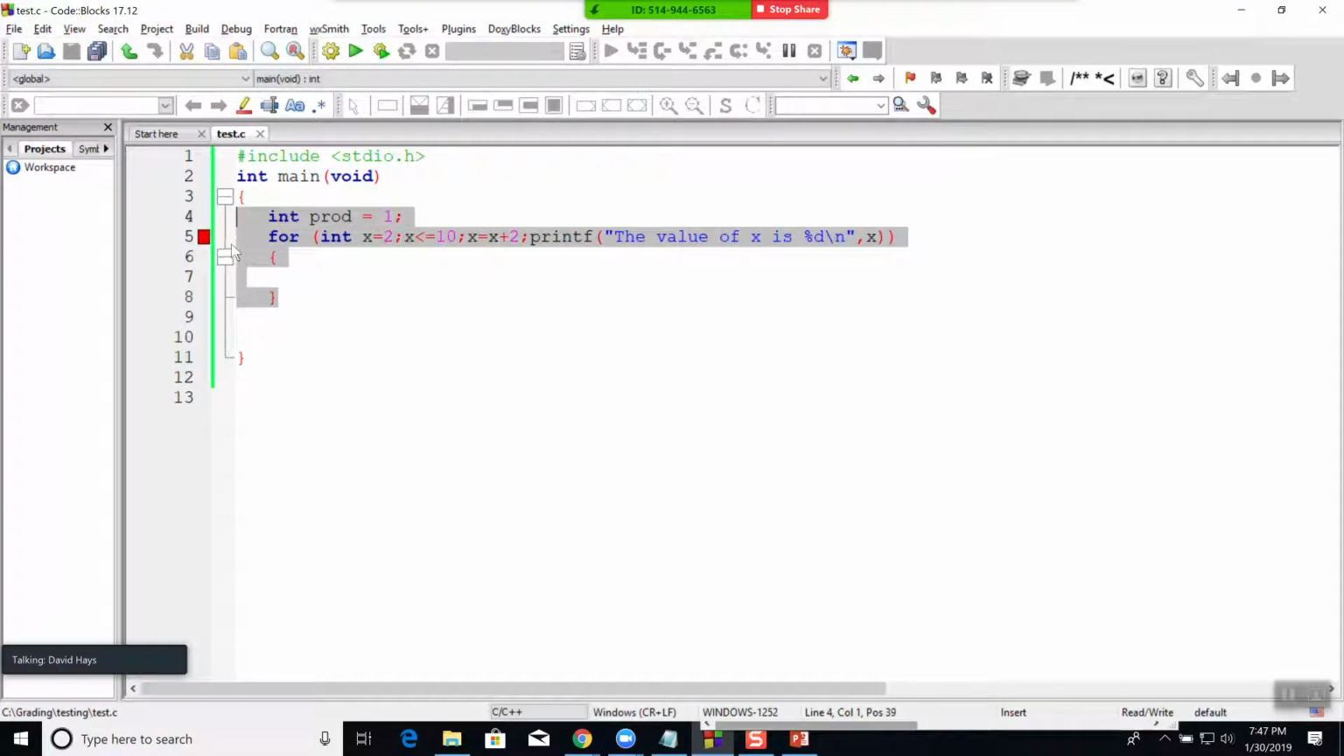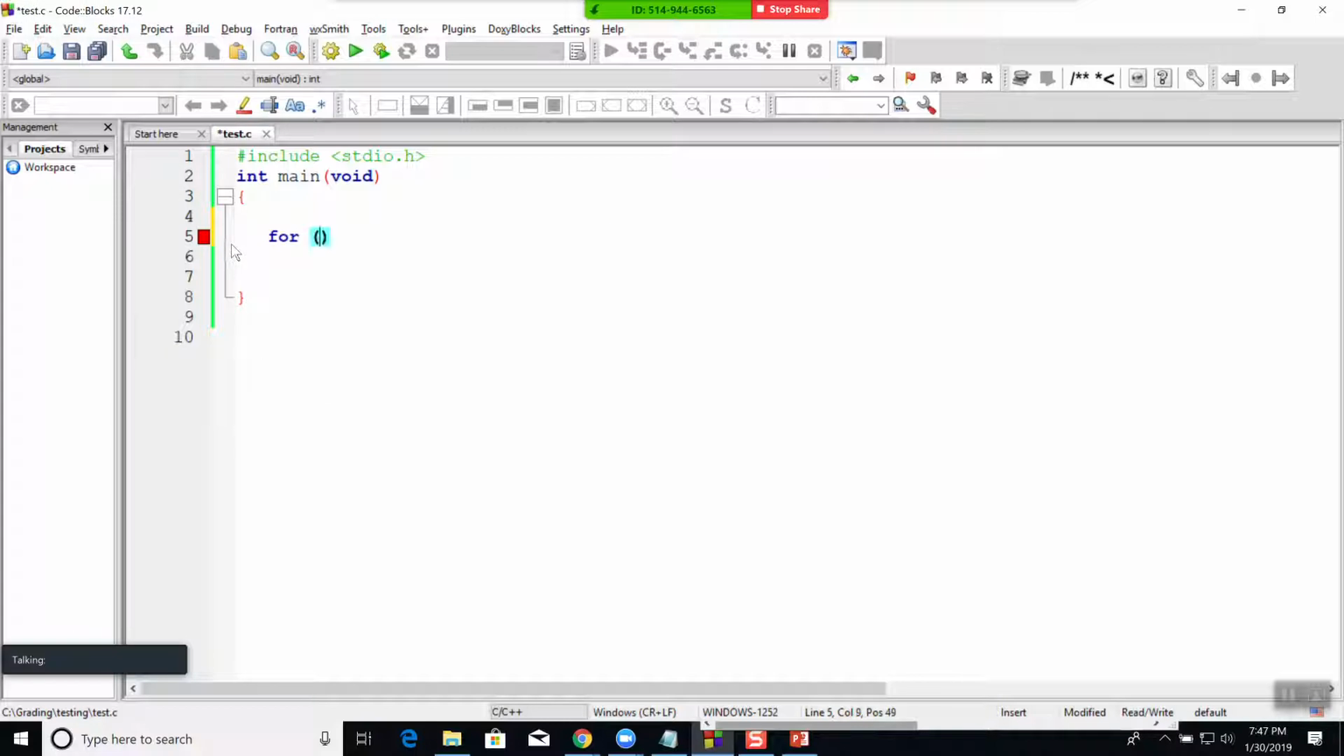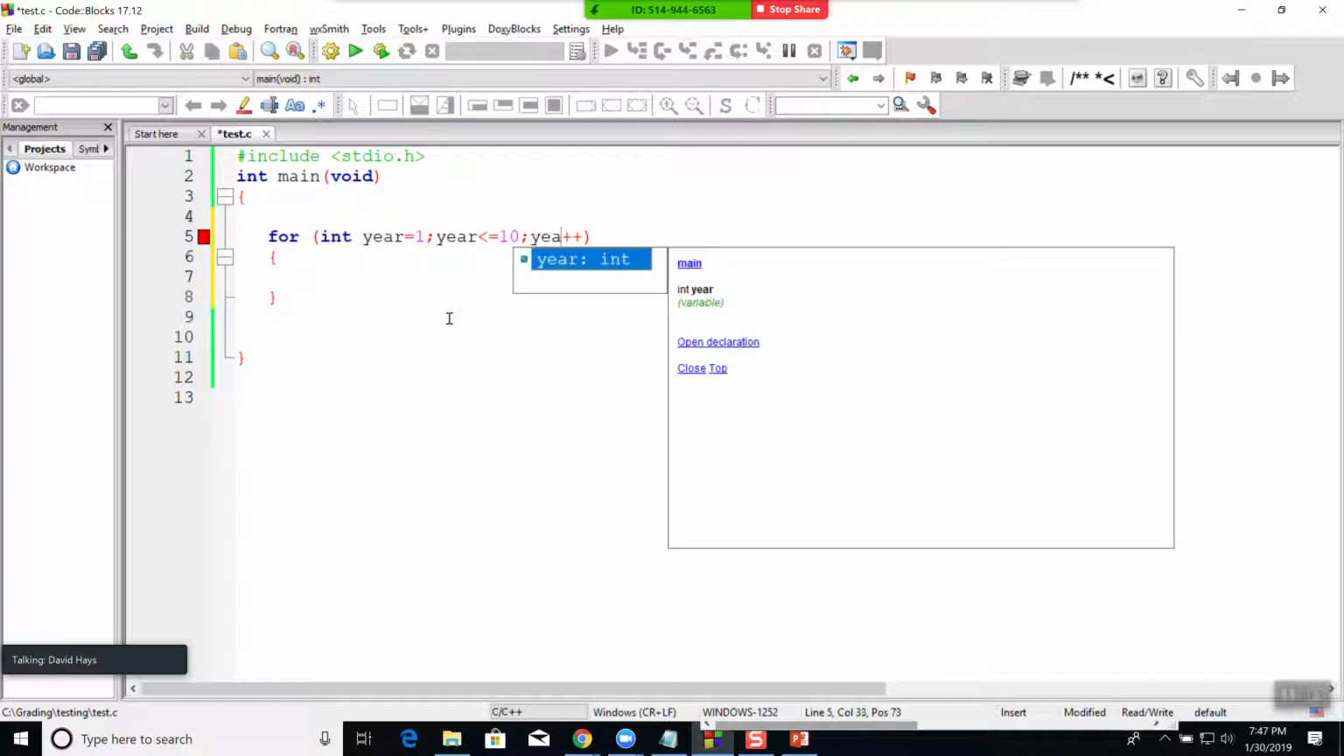Okay, so let's program this. For int x equals 1, continue while x is less than or equal to 10, x plus plus. This would account for our 10 years. Although a better variable than x would be year: year 1, year 2, year 3, and so forth. X would have worked just fine, but this probably self-documents, doesn't it?